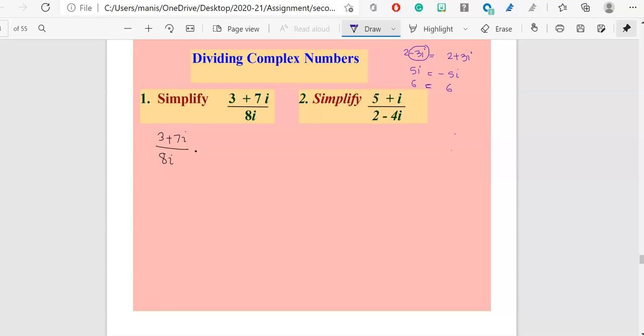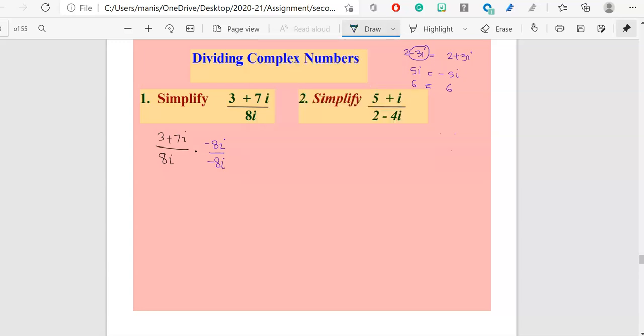In this case, the rule is that I am multiplying and dividing by the conjugate of the denominator. Nothing to worry about in the numerator, only the denominator. Right now I have positive 8i, so I will multiply and divide by negative 8i. If I cancel them, I am left with just 1, so it will not affect my question.